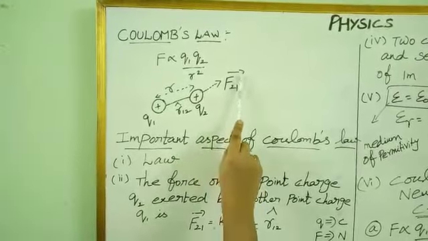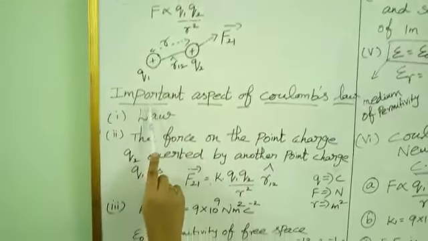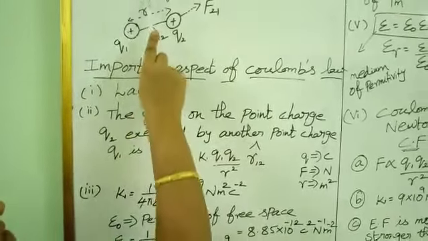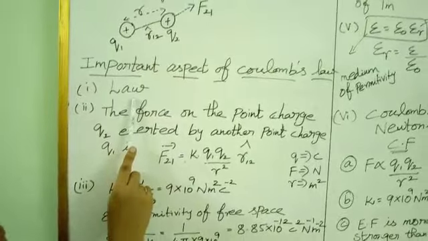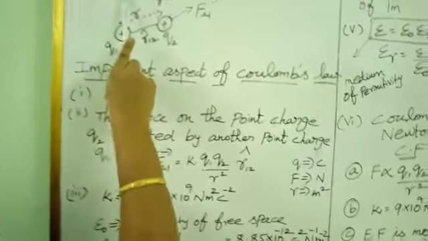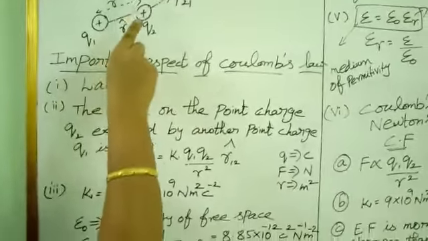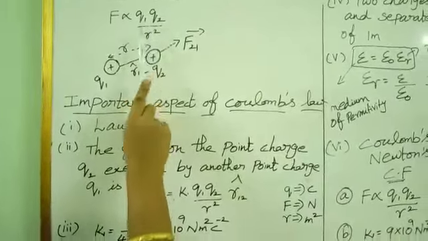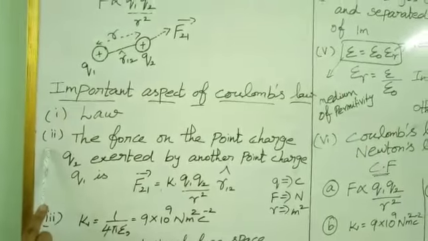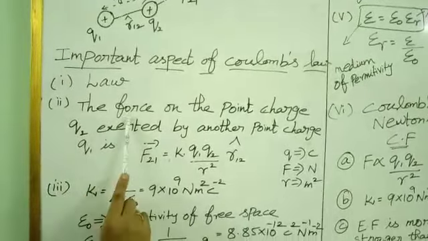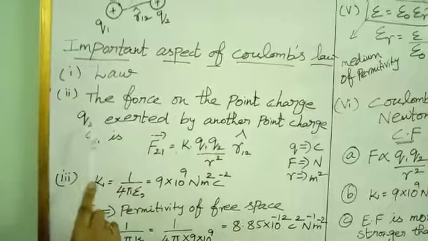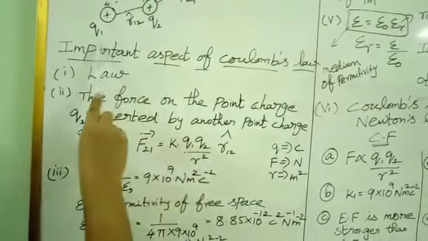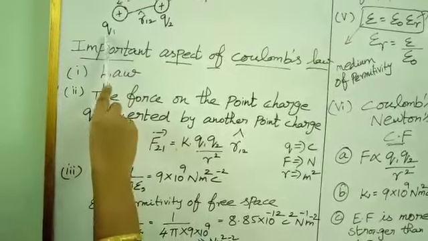This is a vector. What are the important aspects of Coulomb's law? First one, as I already said, Coulomb's law, you will give the statement. That is, electrostatic force is directly proportional to the product of charges and inversely proportional to the square of the distance between them. What is the second point? The force on the point charge Q2 exerted by another point charge, which one? That is Q1.